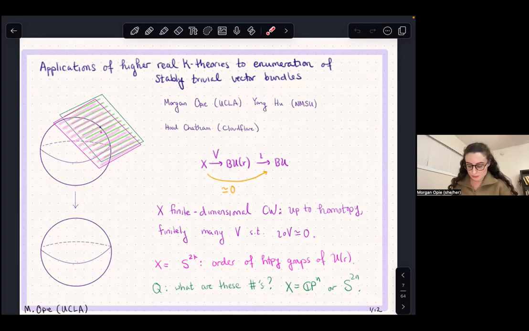So the motivation for this project was to study bundles on projective spaces. Projective spaces are something that all of us have thought a lot about: Yang and I both about vector bundles, Hood about orientability problems, and therefore also vector bundles. But after proving a lot of things about bundles on projective spaces, we realized we could say some things about bundles on spheres as well, in other words, computing a couple new things about homotopy groups of unitary groups. So hopefully I'll have a chance to say something about that at the end.